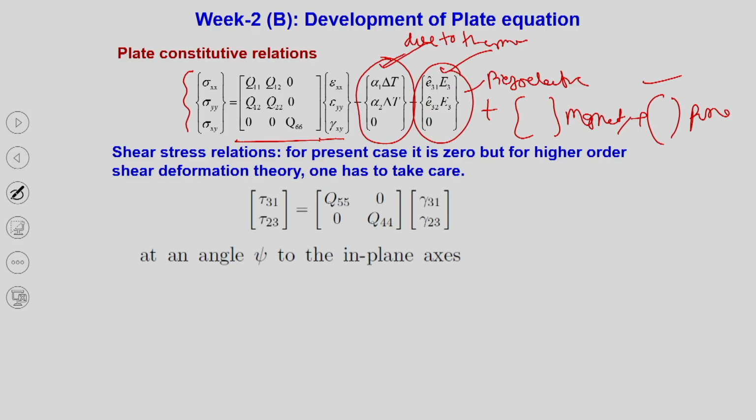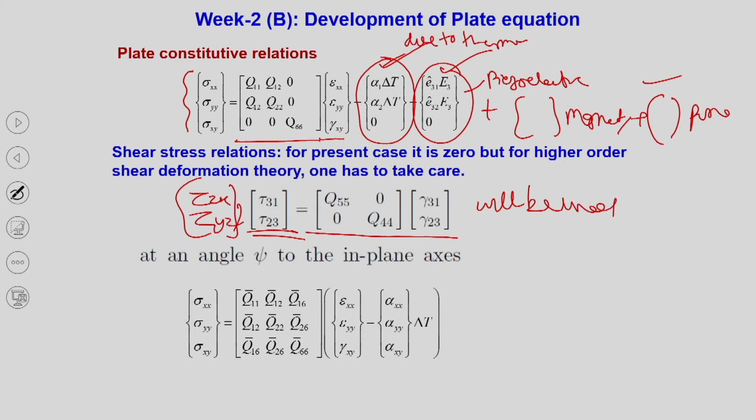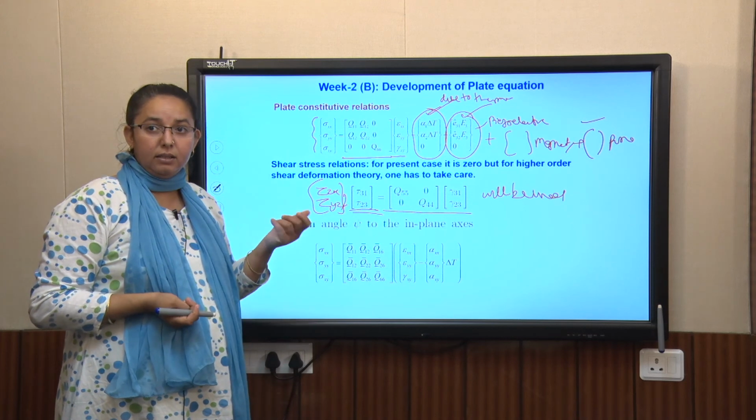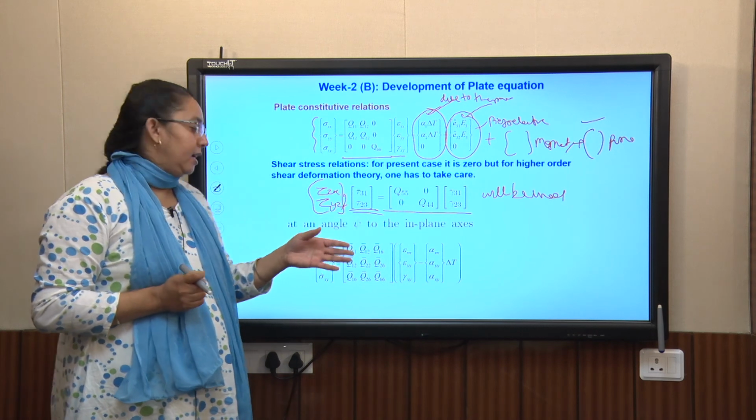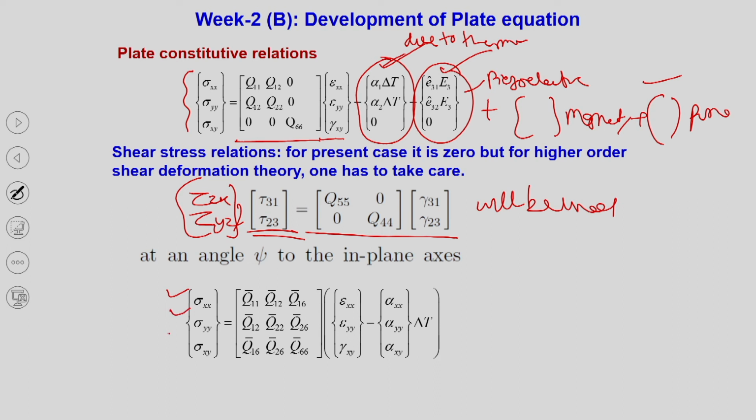Next, for the present case, our shear stresses tau zx and tau yz are taken 0, but for other theories they may not be 0. For that case these constitutive relations will be used. Again, for a composite plate, if my fibers are aligned at an angle, or my geometrical axis is not with the plate axis, in that case using the transformation law, you will get the transformed reduced stiffness and present it like this.